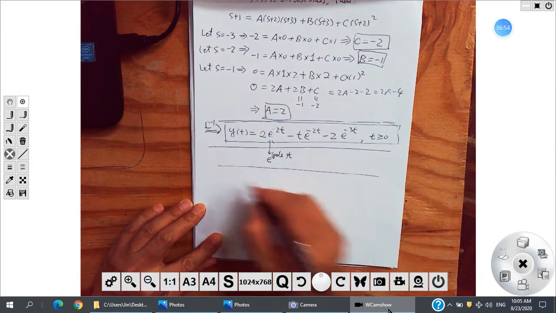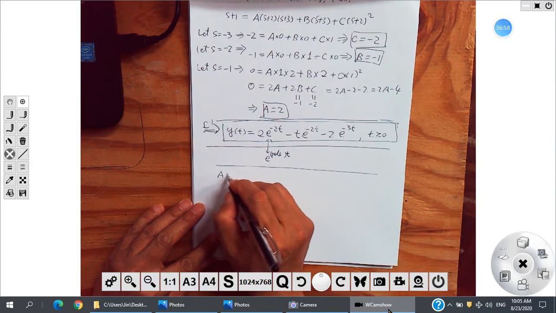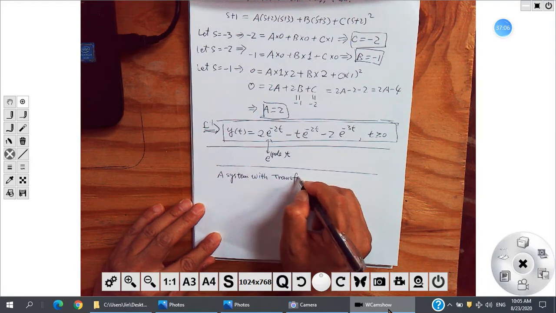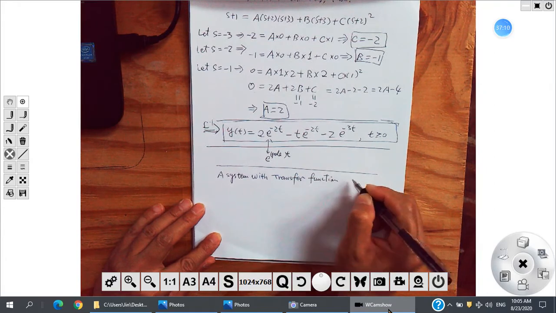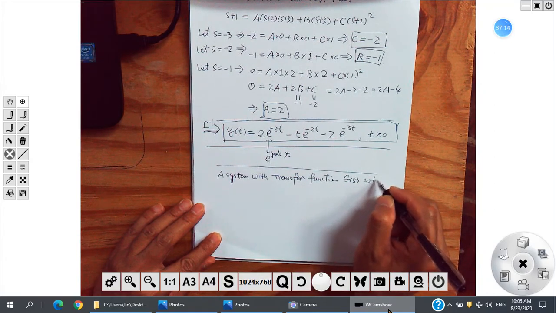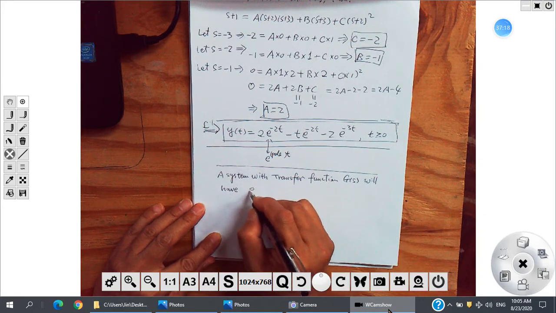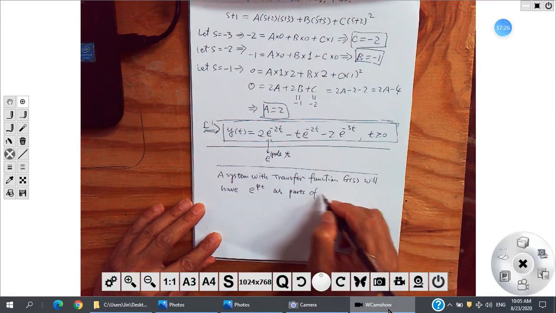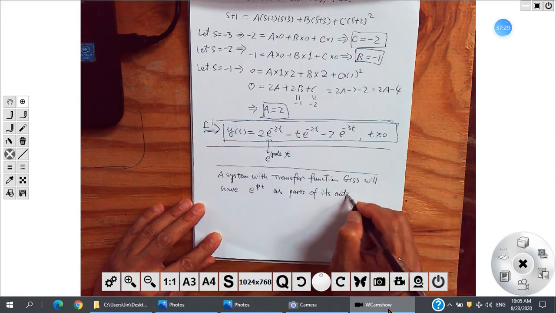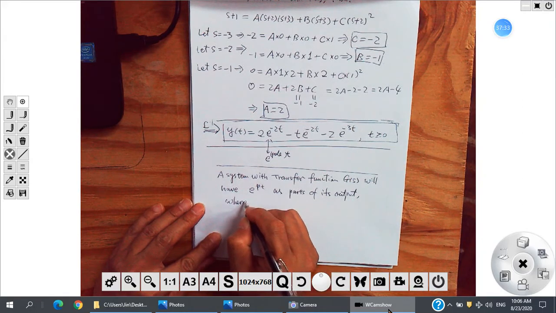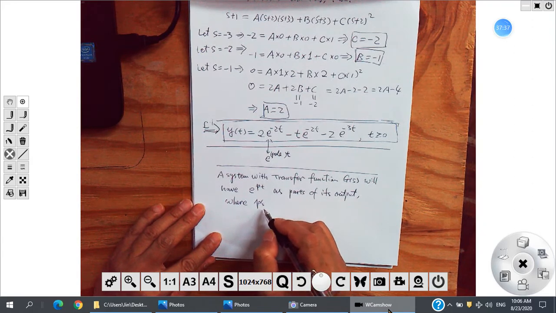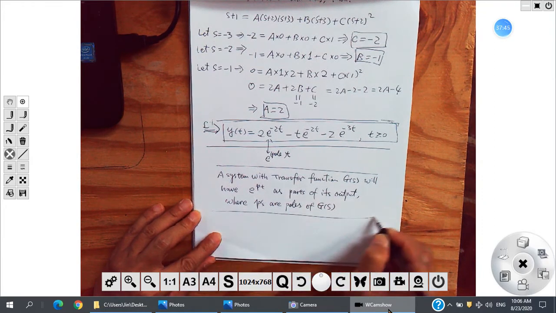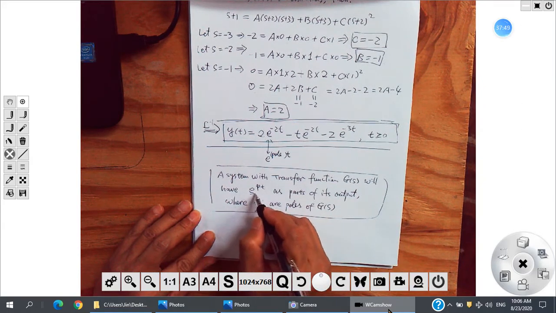They give you the feature of the waveform of the output. Okay, let me write down here: a system with transfer function g of s will have e to the pt as part of its response, its output, where the p's, usually you have more than one, so I say p's, are poles of g of s. Do we have this one? So if you have a pole, then you have this part in the output.